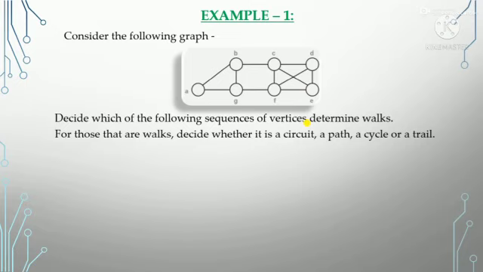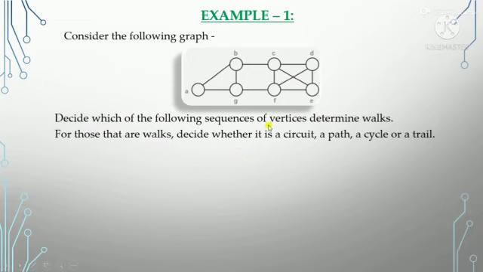Now let's take some examples about walks and paths. Suppose we have this given graph, and here we have 7 vertices: A, B, C, D, E, F, G. What we have to do here is decide which of the following sequences of vertices determine walks. For those that are walks, decide whether each is a circuit, path, cycle or a trail.